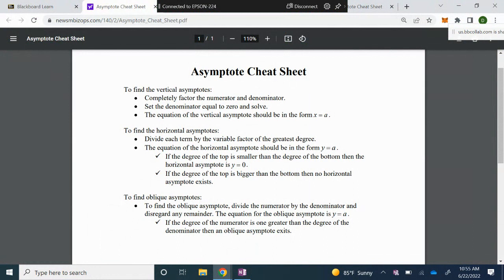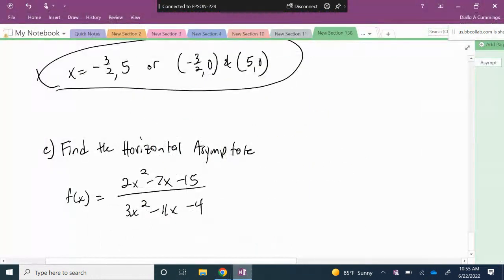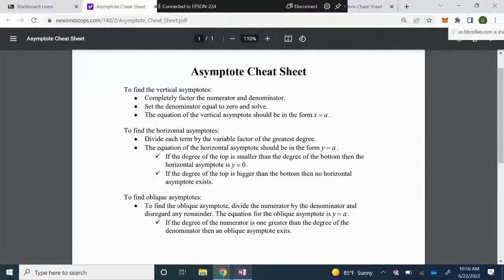All right, and we're going to take a look at the cheat sheet. So let's take a look at the bullet points. It says if the degree of the top is smaller than the degree of the bottom, then the horizontal asymptote is y equal to 0. Taking a look at our equation, notice that the degree for the top is 2. The degree for the bottom is 2. So that first checkpoint does not apply.